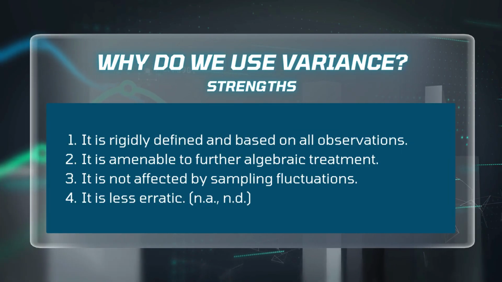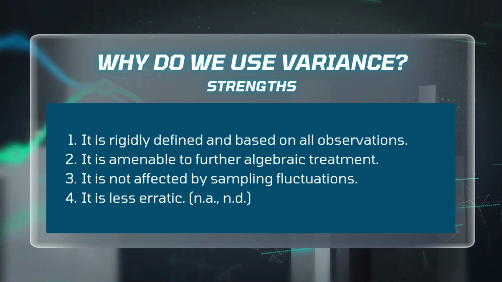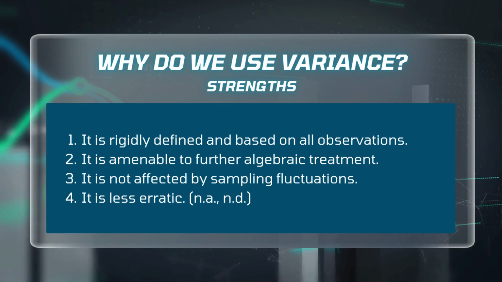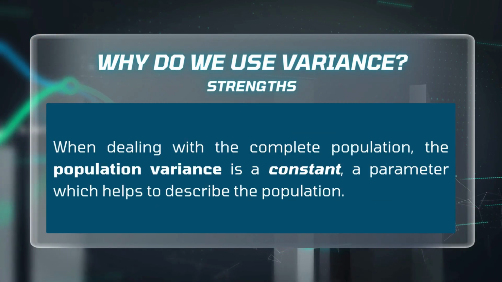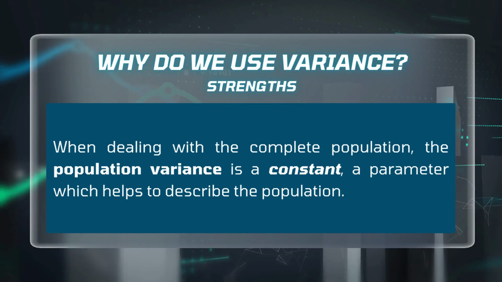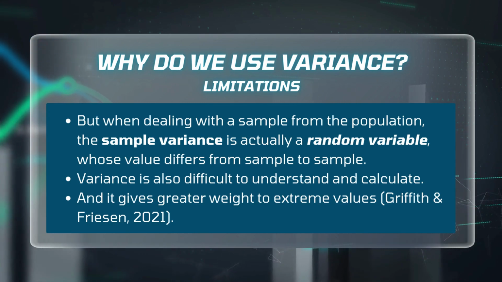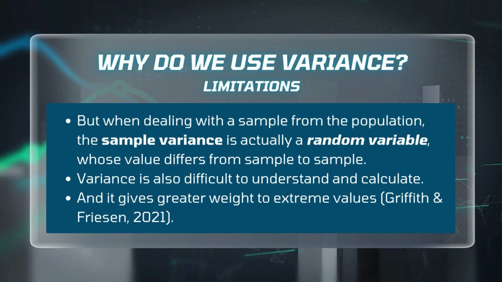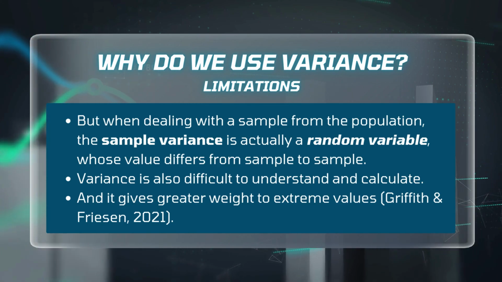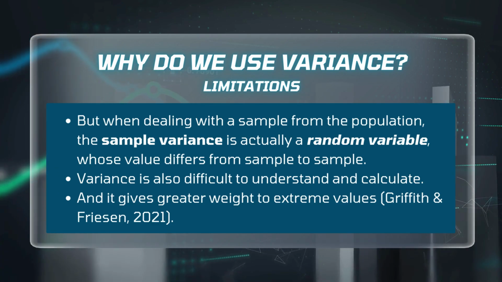1. It is rigidly defined and based on all observations. 2. It is amenable to further algebraic treatment. 3. It is not affected by sampling fluctuations. 4. It is less erratic. When dealing with a complete population, variance is a constant, a parameter which helps to describe the population. But on the other hand, when dealing with a sample from the population, the sample variance is actually a random variable, whose value differs from sample to sample. As a weakness, variance is also difficult to understand and calculate, and it gives greater weight to extreme values.